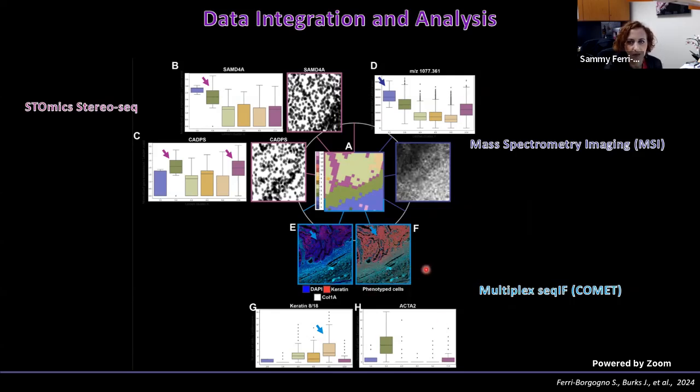I would like to point out that we specifically decided to perform the sequential immunofluorescence, the targeted approach, in the middle, and then put the mass spectrometry imaging and the Stereo-seq on the top and the bottom layer. The reason is because COMET is the one with the highest level of resolution, and we can precisely phenotype each cell and perform single cell segmentation. And this information can then be translated into the top and the bottom layer in the MSI and the Stereo-seq technologies.